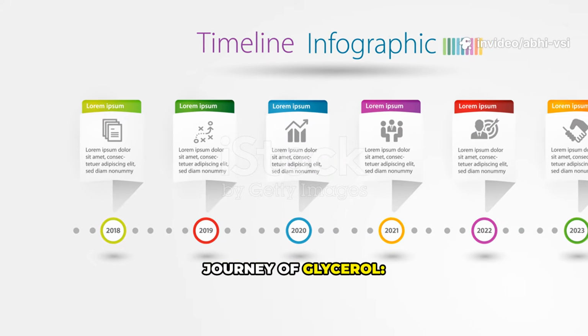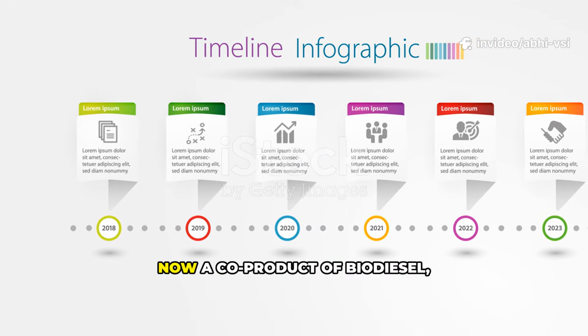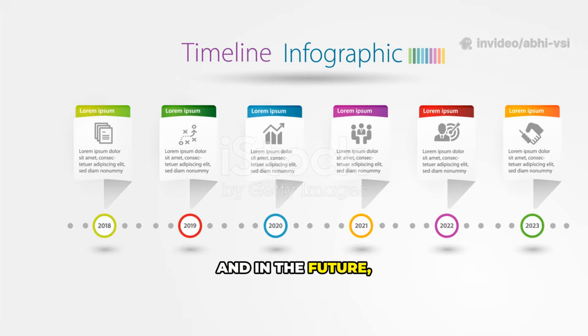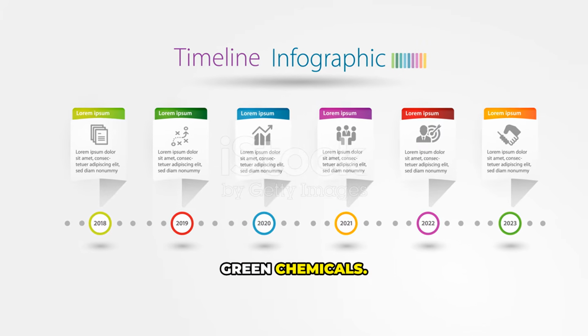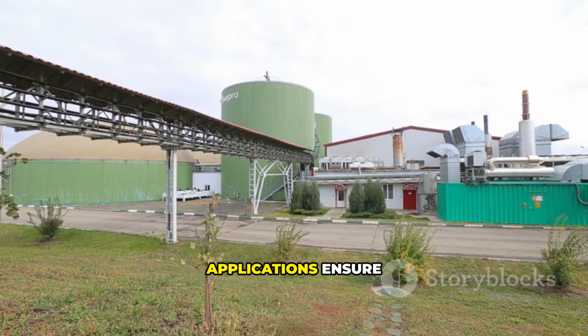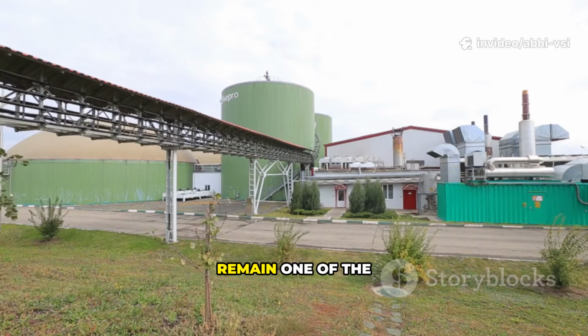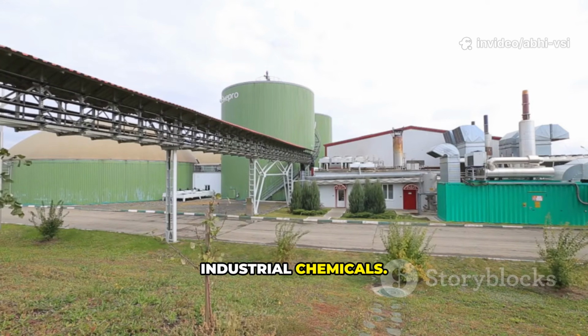So that was the journey of glycerol. Once a byproduct of soap, now a co-product of biodiesel, and in the future a raw material for green chemicals. Its sustainable production and wide applications ensure that glycerol will remain one of the most important industrial chemicals.